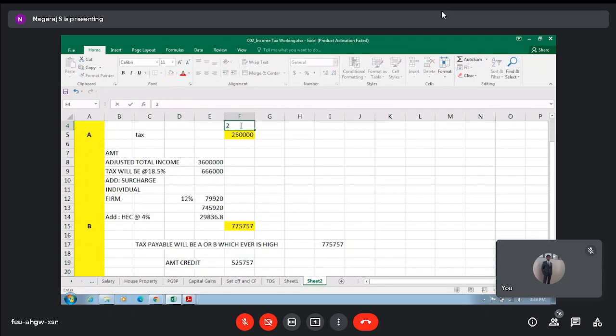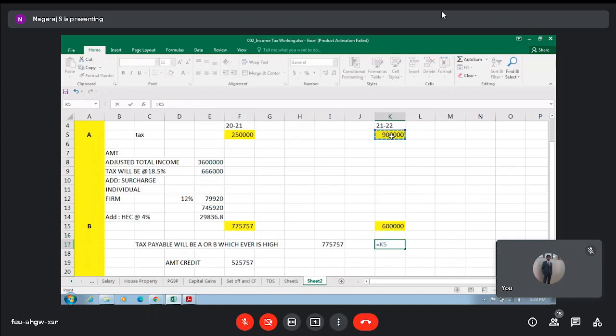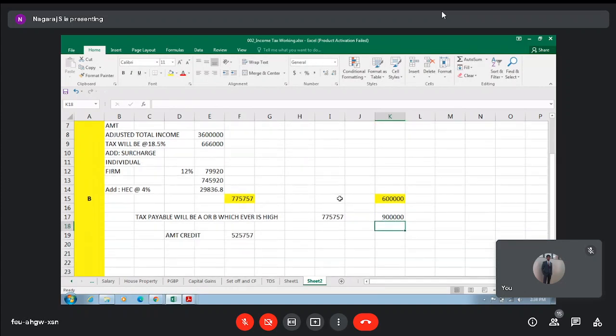Assume that this is for 2021. Okay. We have calculated for 2021. Now I will calculate for 2021-22. Assume that the same thing I will copy, but I will change the figures. Here it is 9 lakhs I am getting. Here I am getting 6 lakhs. Which is the higher one? 9 lakhs, sir. 9 lakh is the higher one. But you can claim a deduction of this amount from this amount.